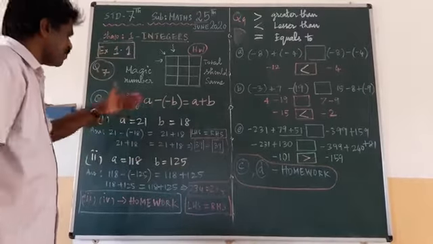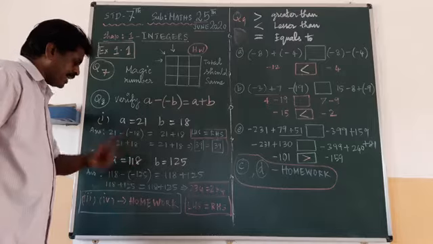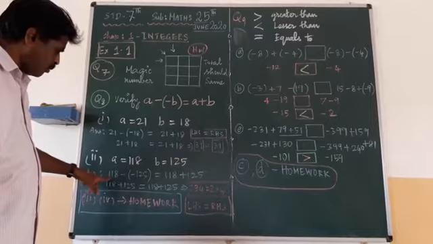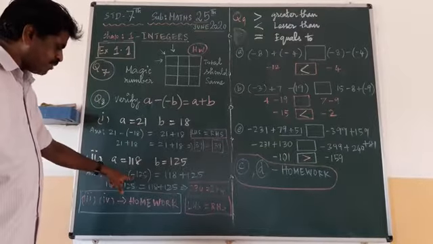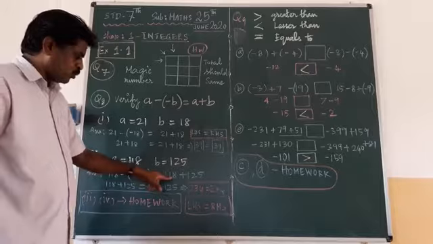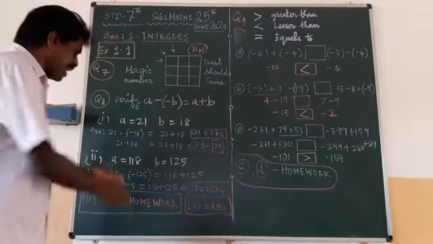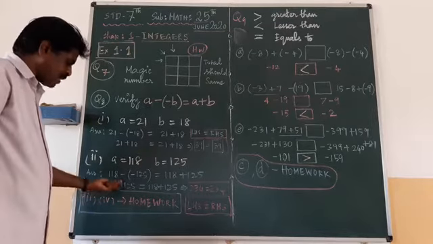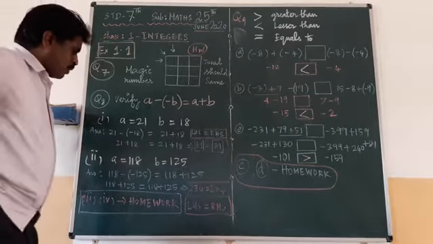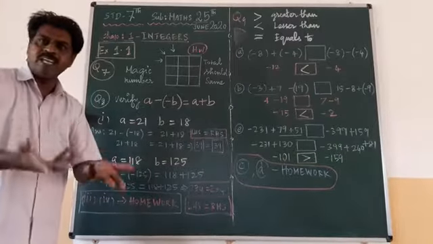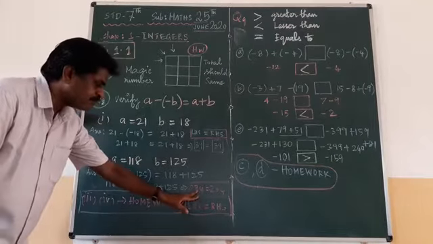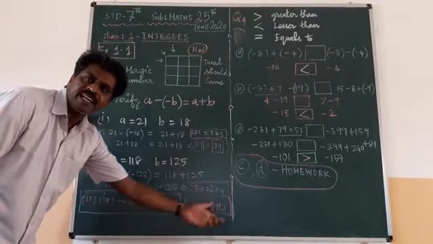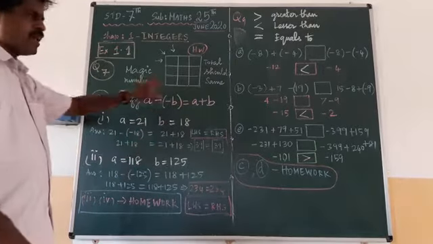Okay. Same thing for the second problem. A equals 118, B equals 125. Once again substitute in the same formula: 118 minus bracket of minus 125 equals 118 plus 125. The bracket minus into minus becomes positive, so 118 plus 125 equals 118 plus 125. Both are the same, so both sides give 234 equals 234. That means left hand side and right hand side are equal. Verified. The formula is correct.